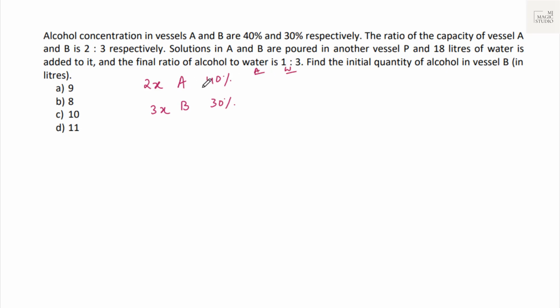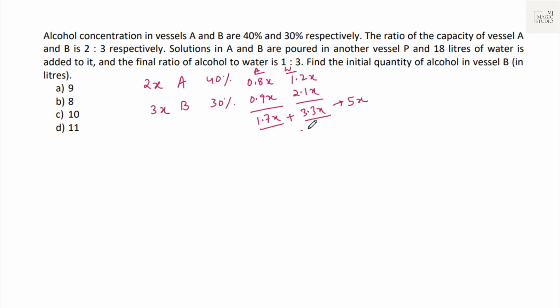So let us find alcohol and water. Alcohol is 40%, 40% of 2x is 0.8x, and water, 60%, would be 1.2x. For B, 30% of 3x is 0.9x and water would be 70%, that is 2.1x. So when we are mixing it in the new vessel, alcohol will be 1.7x and water would be 3.3x. Solutions in A and B are poured in another vessel P, where we have 5x total volume.